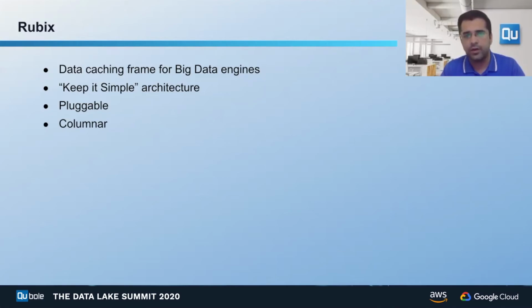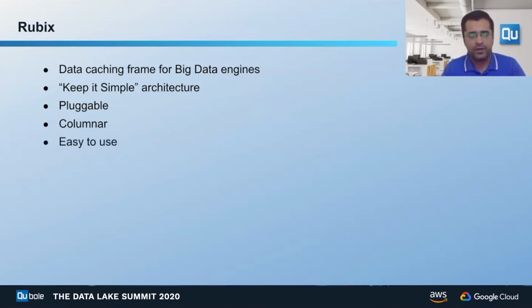It is only going to cache the data that is being read. As an outcome, it's going to work really well with the columnar data format, because if you're reading one column out of 100 columns in your data, RubiX is going to cache your data for only that column.